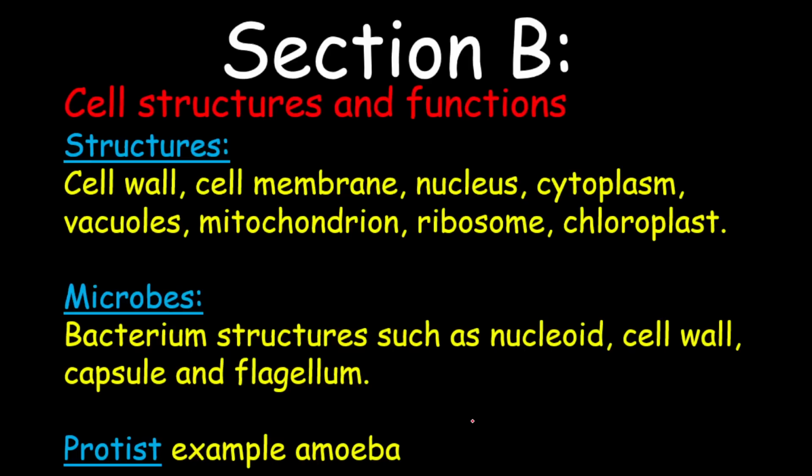And also you need to know the difference between animal and plant cells, which I'm going to talk about a little bit later. You also need to know about microbial cells such as bacteria. And the structure of bacteria, you need to know that. Specifically notice the nucleoid, the cell wall, the capsule, and flagellum, which I'm going to show you. And of course, an example of a protist such as amoeba. You need to know those, the euglena, and so on.